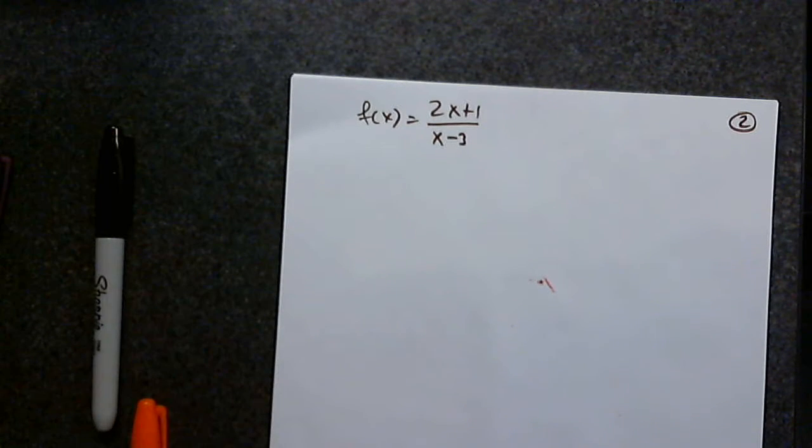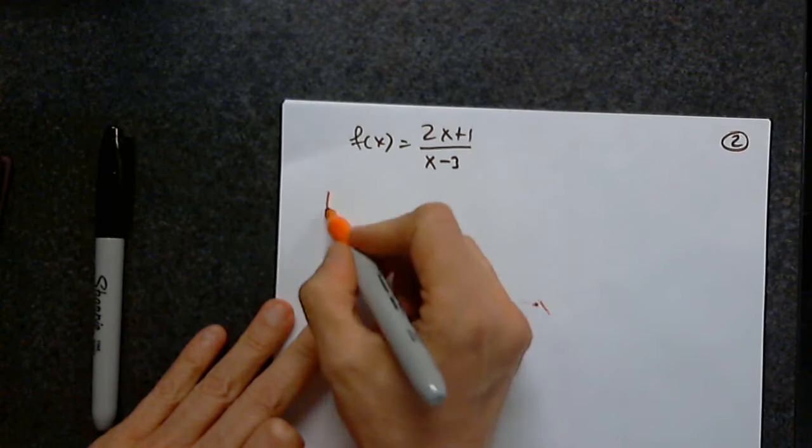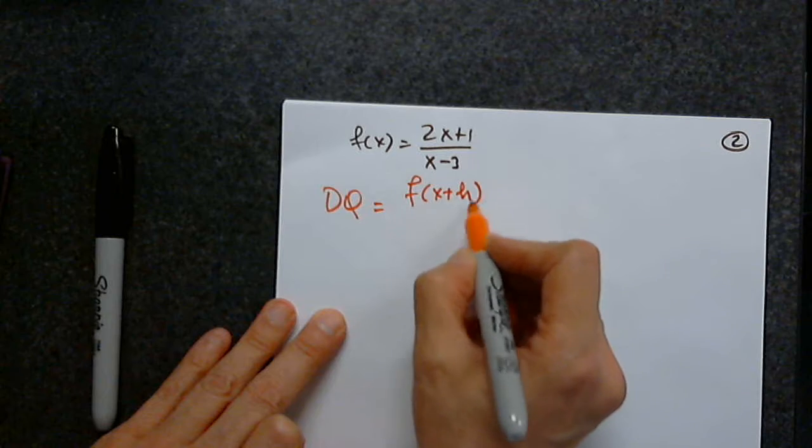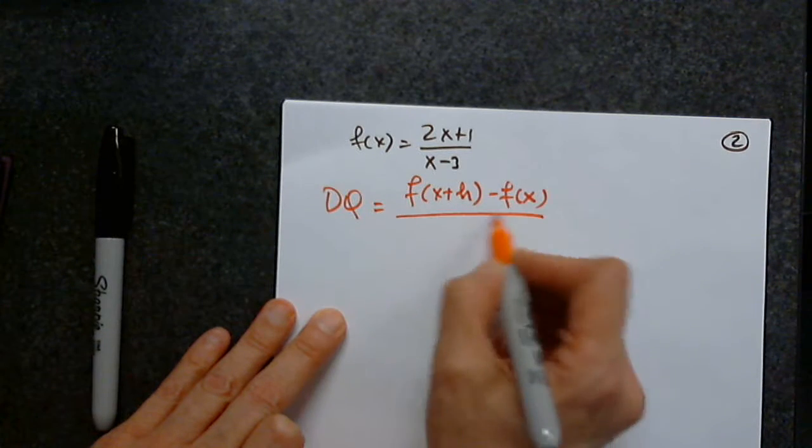Now in this class we have to remember the difference quotient. In the previous class we didn't have to. Can anyone remind us what is the difference quotient? Over h. Very good. So the difference quotient for any function is f of x plus h minus f of x divided by h.